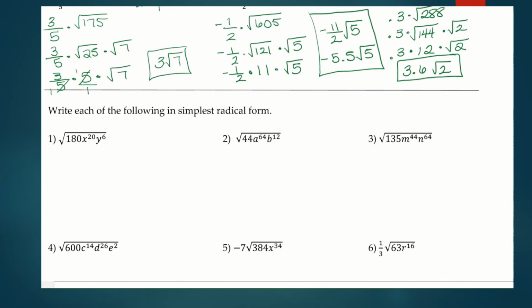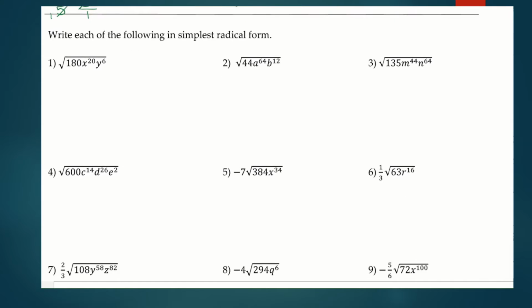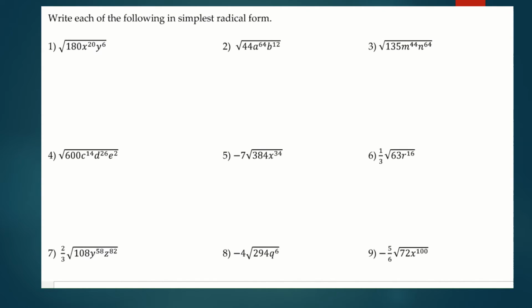So now we're going to take it a step further, and we're going to write each of the following in simplest radical form. Notice how now we're going to have some variables incorporated into our radicals here. So nothing to be worried about. To simplify the square root of 180 x to the 20th power y to the 6th power, we have to think about what is actually happening underneath the square root. So we are taking 180 times x to the 20th times y to the 6th.